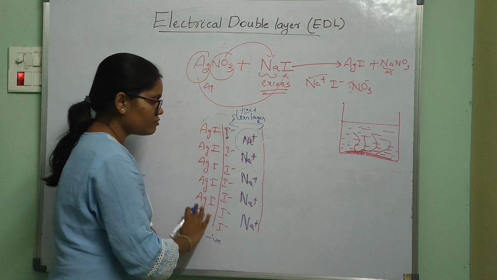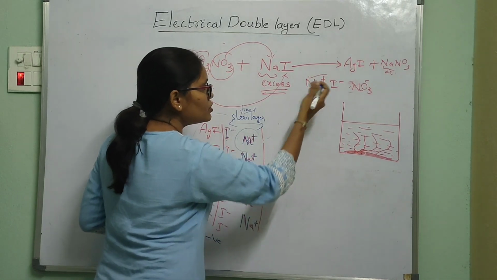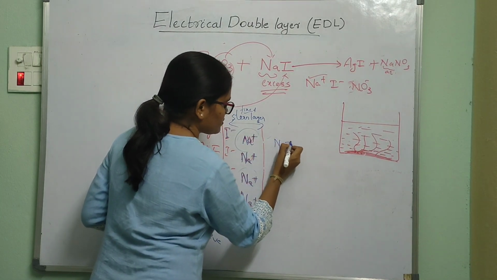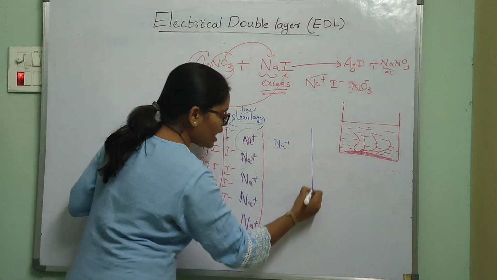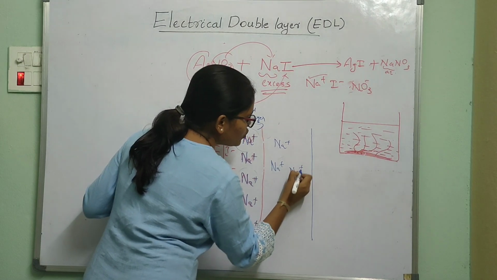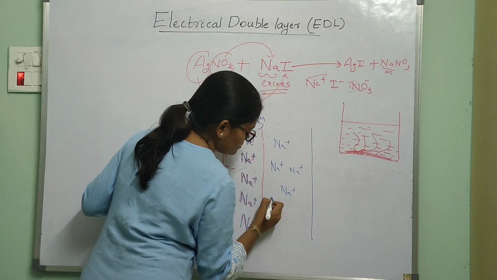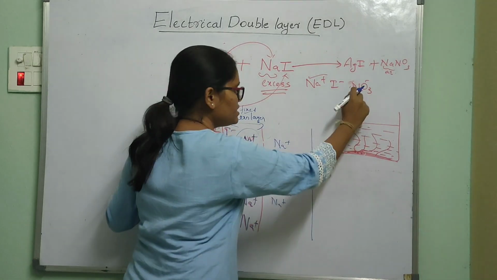So since this has some more negative charge, what will happen? There will be some more sodium ions, right? Because we have taken sodium iodide in excess. So there will be another layer in which you have more number of sodium ions. There will also be negative ions, which is nitrate.